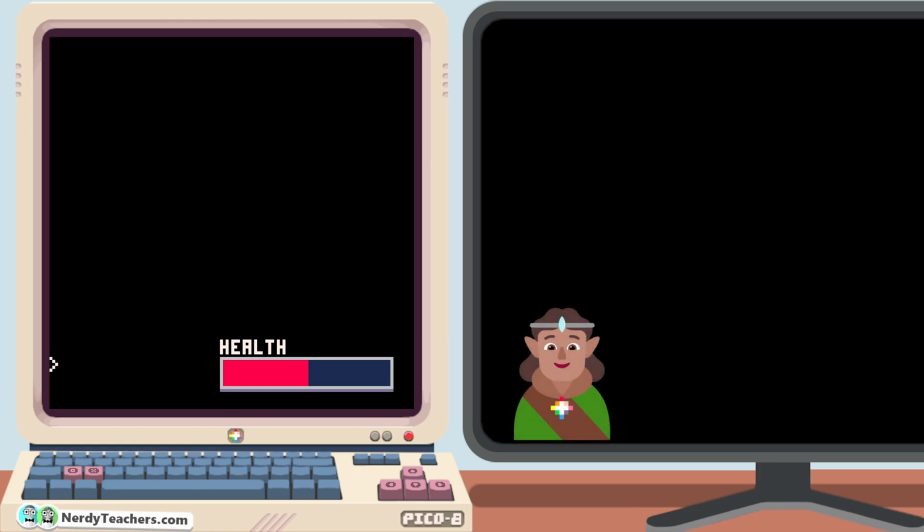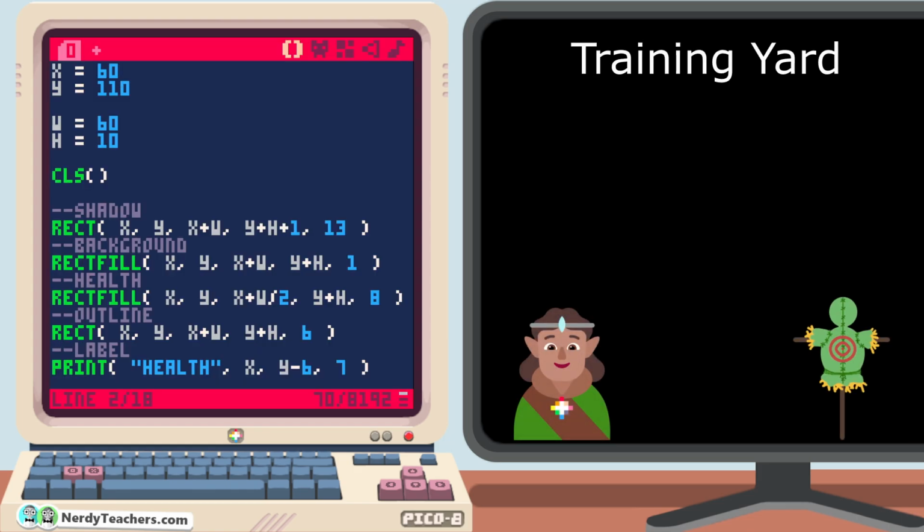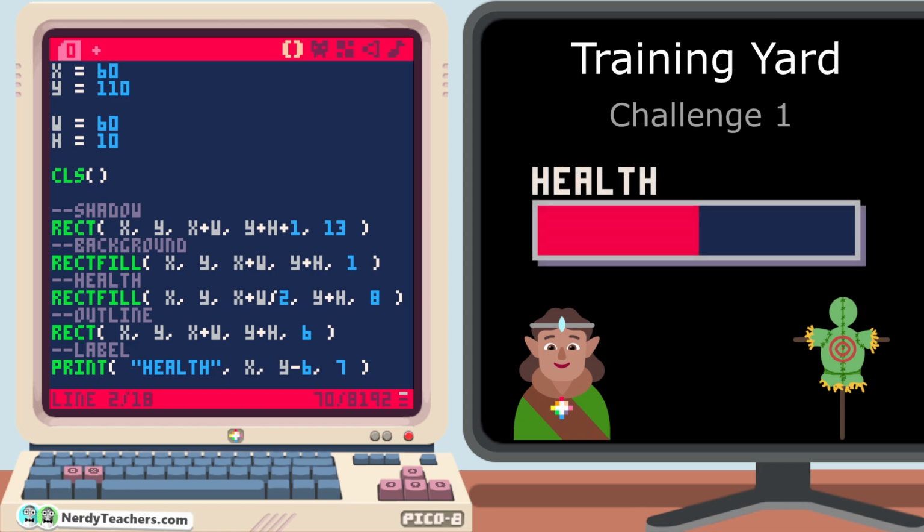For now, I have a few challenges that I want you to tackle using our health bar code here. It's okay to watch to the end of the video and see all of the challenges, then come back to tackle them one at a time. Challenge 1. Try to make the shadow look like this. Challenge 2. Now make it look like this.